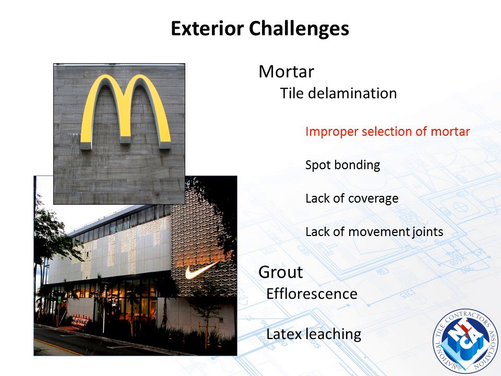Unfortunately, there are some issues that we see on exterior installations, and we're going to talk about a few of them with mortars and grouts. With mortar, we'll talk about tile delamination, improper selection of mortar, spot bonding, lack of coverage, lack of movement joints, efflorescence, and latex leaching. Well, I don't need to tell you what the top picture is. It's of a very popular fast food restaurant that has a lot of latex leaching out of that wall. I'll show you some more on that in a minute.